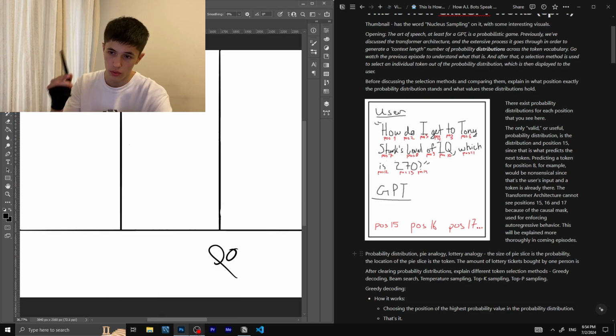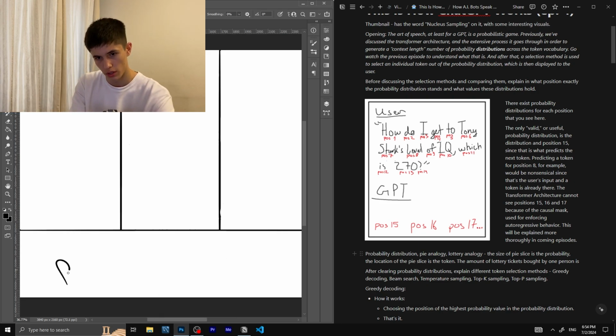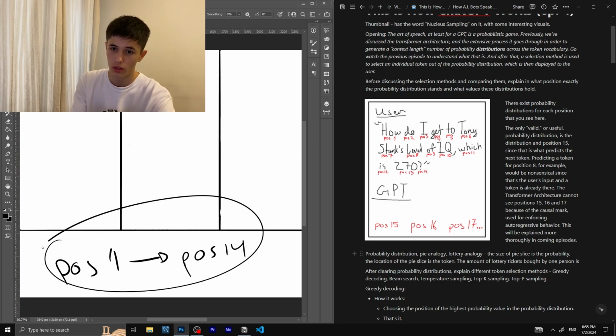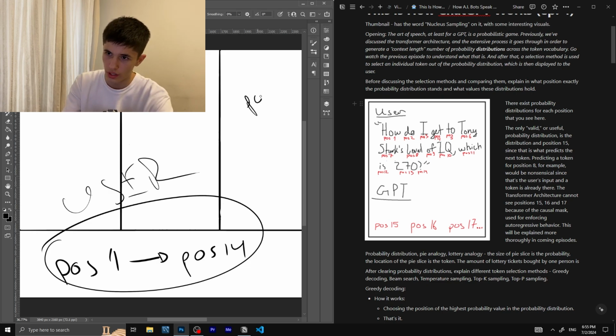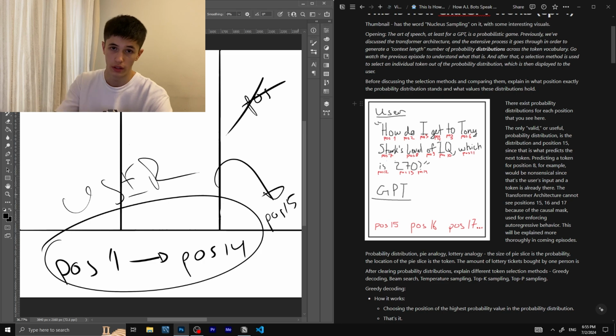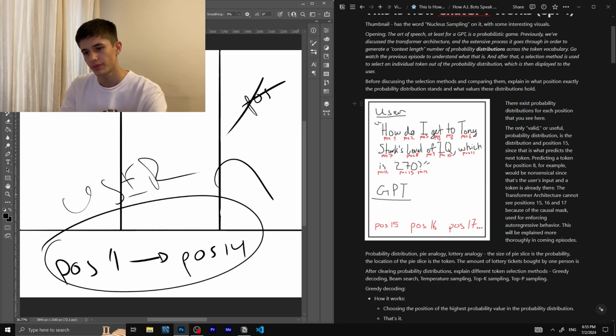The reason I can go for position 15 is because it's looked at all of the other positions up until that point, and so it can accurately say, based on the user input and the user input only, and not some empty token at position 17, what's the next token that should be chosen. Which is why position 15 is the valid probability distribution.